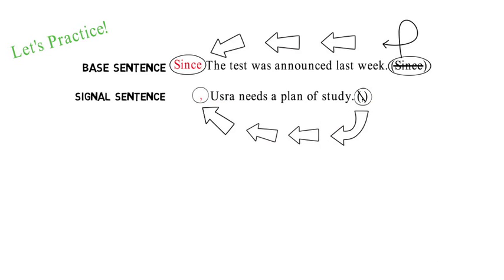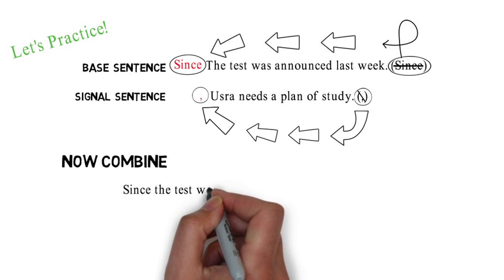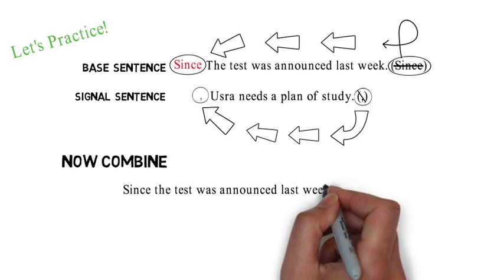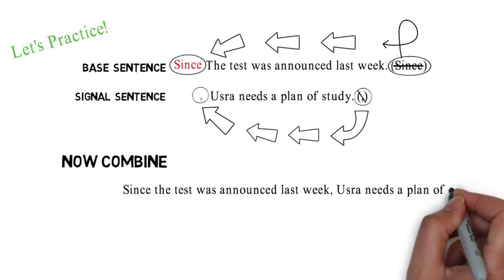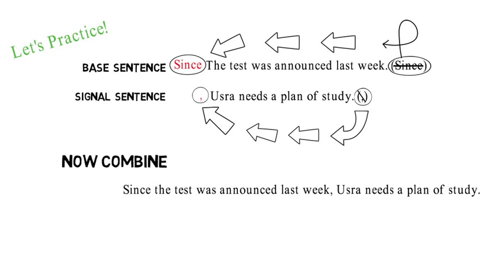Rule 3 also tells us to delete any repeated words. In this case, there are no repeated words to delete. Now we combine the sentences together. One signal starts our new sentence and the other combines them. Since the test was announced last week, Uzra needs a plan of study.